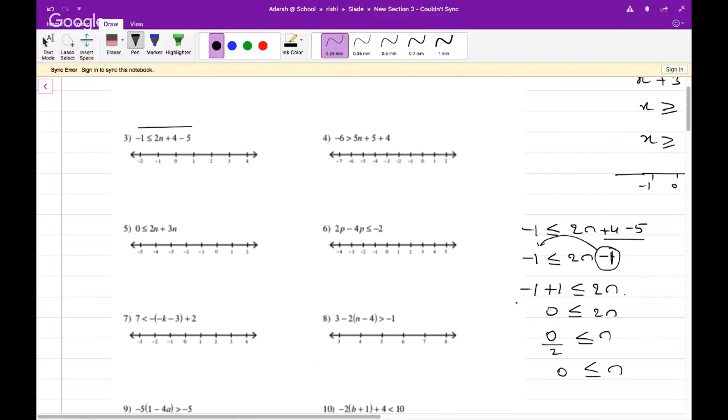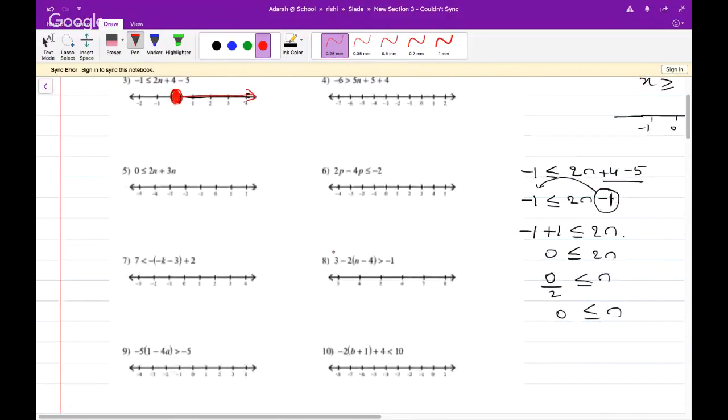Now it is greater than or equal to, therefore you have to put the circle and draw this side. I'll take red color. Because it is greater than or equal to, you'll shade the inside part also. I'll do one more sum from this. I'll solve this question, then I'll move to the next part.